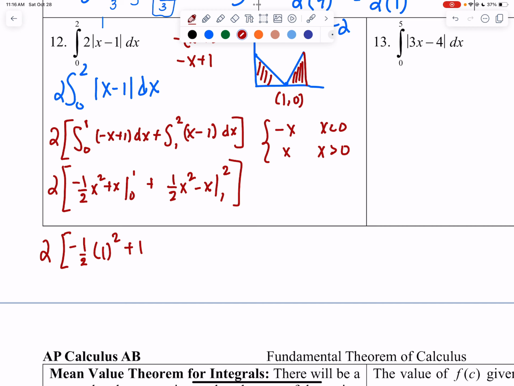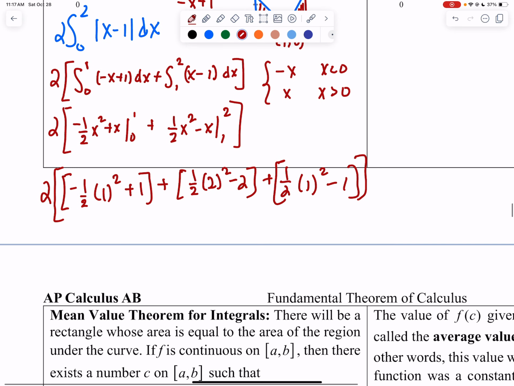And then, because I have a lower limit of 0, if I were to plug in 0 here, that's just going to be 0. So I'm just going to leave it like that for my lower limit of 0. Going to evaluate at my upper limit of 2 for my second term. So that's going to be 1/2, 2 squared minus 2. And then my lower limit of 1 is 1/2, 1 squared minus 1.